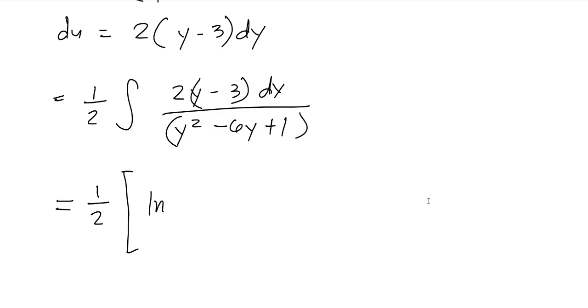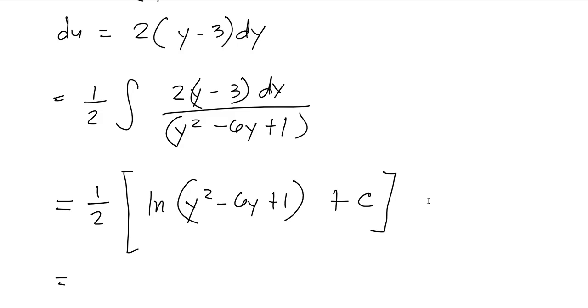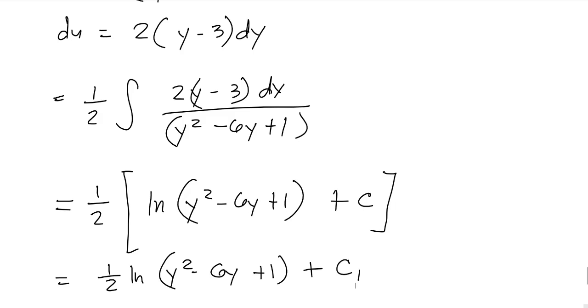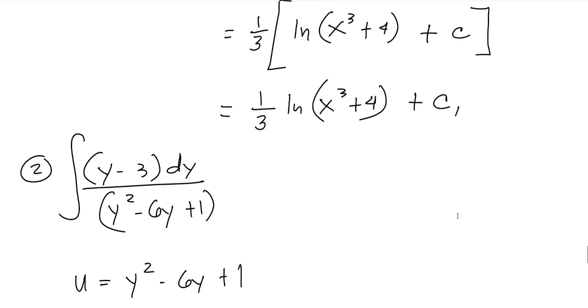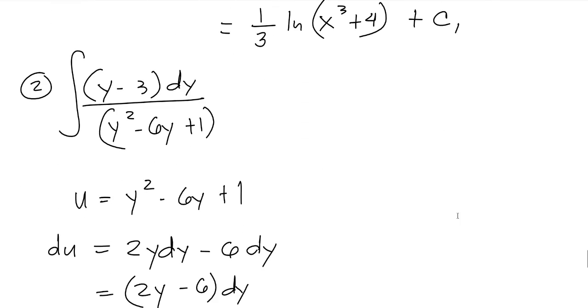That is just the ln, or the natural logarithm of your u, which is y squared minus 6y plus 1. Don't forget the parentheses, plus the constant of integration. This would be 1/2 ln of y squared minus 6y plus 1, plus of course the constant of integration. 1/2 times c is still a constant. So that is our answer for number 2.